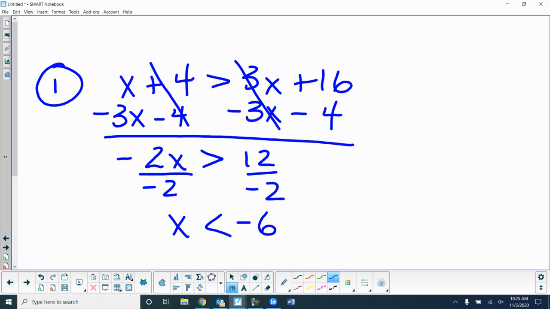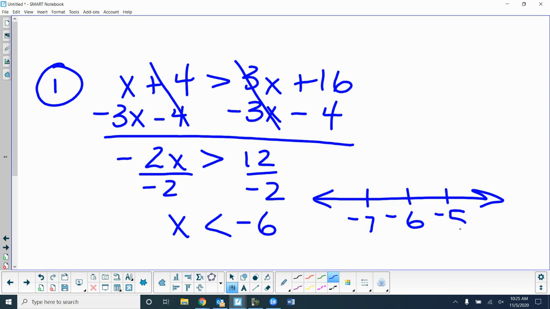So then I'll graph it: negative 6, negative 7, negative 5. There's no equal to, so it's a circle around the negative 6. Less than would be to the left. So there's our solve part, x is less than or equal to 6, and our graph part. Make sure we do both.